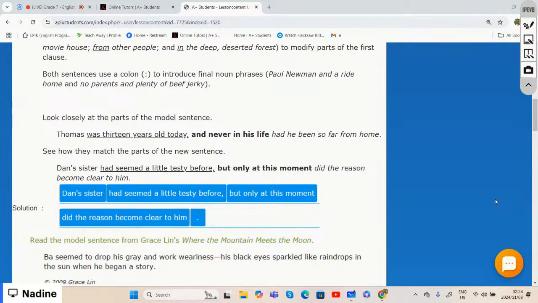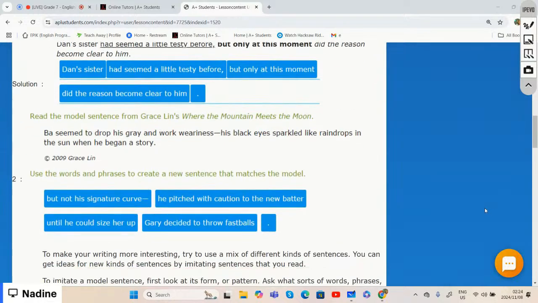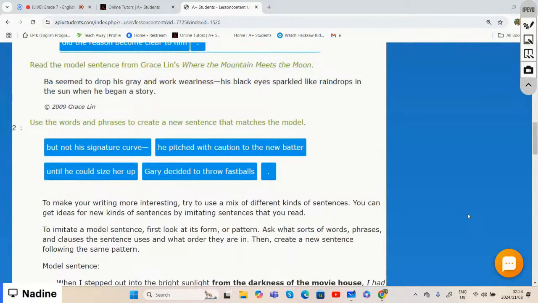All right. Now we're going on to the next one. We need to read the model sentence from Grace Lin's Where the Mountain Meets the Moon, and then we need to use the words and phrases to create a new sentence that matches our model.